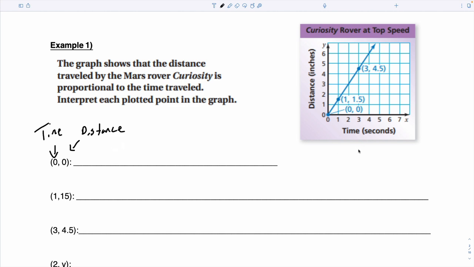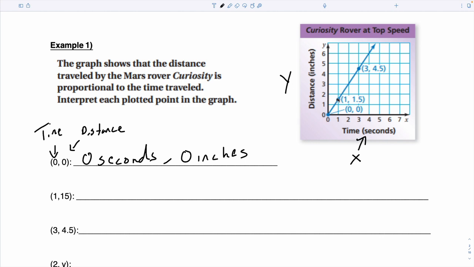You're going to look at your graph and label the bottom part x. You run before you jump y. The bottom is always x, the sides are always y. Every graph you see, it will be that way. So let's tell them what this means. This means that at 0 seconds, the Curiosity rover traveled 0 inches. That dot told me that much.